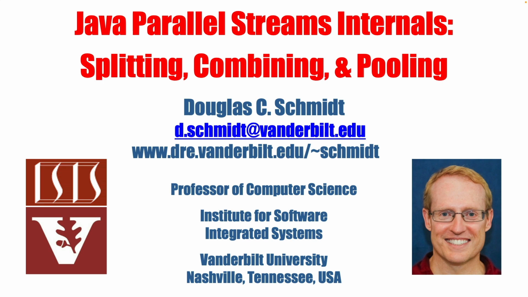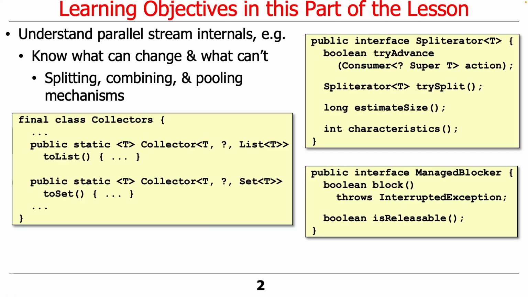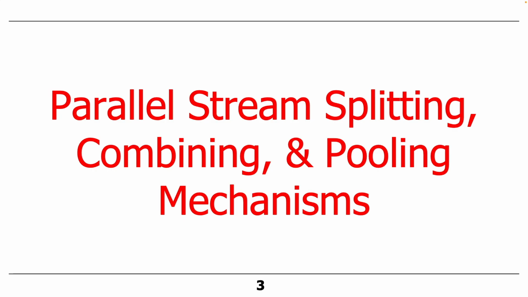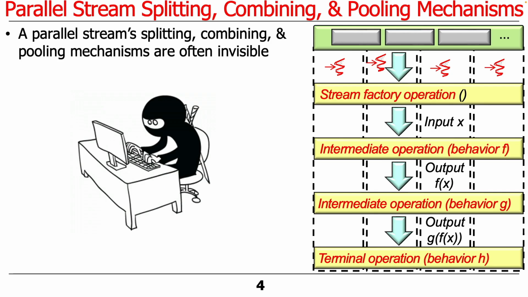So we're now going to do a little bit deeper dive into the way that parallel streams works internally with respect to splitting, combining, and pooling. And this, again, follows all along with our general philosophy of knowing what you can control and what you can't control. And it turns out that you'll control some things through collectors and spliterators, and then you can control some stuff through the ManagedBlocker, although we'll talk about that. We've discussed that earlier in the context of the common ForkJoinPool.